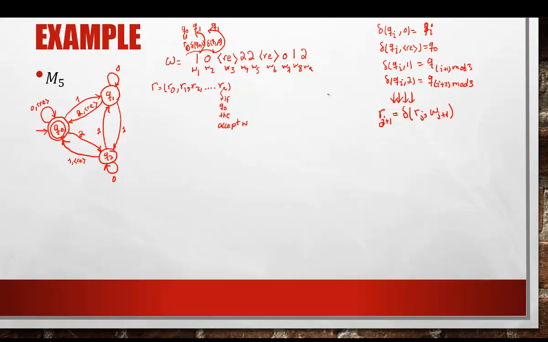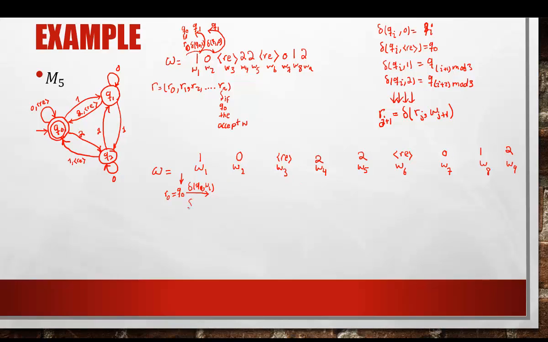And so forth. So just to make this computation a little bit easier to see, I'm going to expand this to go through every single one of these. W sub 1, W sub 2, W sub 3, W sub 4, W sub 5. It looks like I'm running out of space. So W sub 7, W sub 8, W sub 9. Let's see if this works. So I'm going to start at Q sub 0, which is equal to R sub 0. Then I'm going to compute the delta of Q sub 0 and W sub 1. The string W was 1, 0, reset, 2, 2, reset, 0, 1, 2.